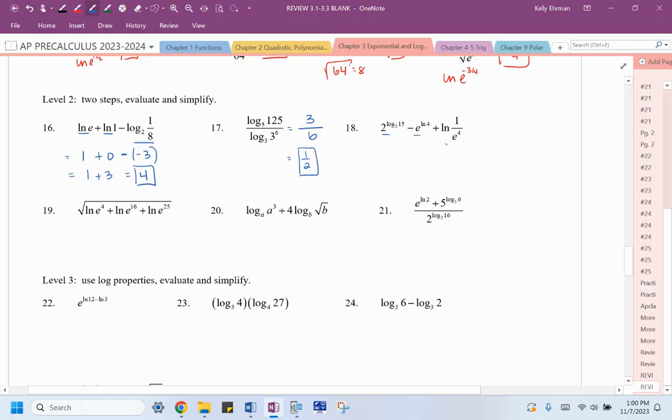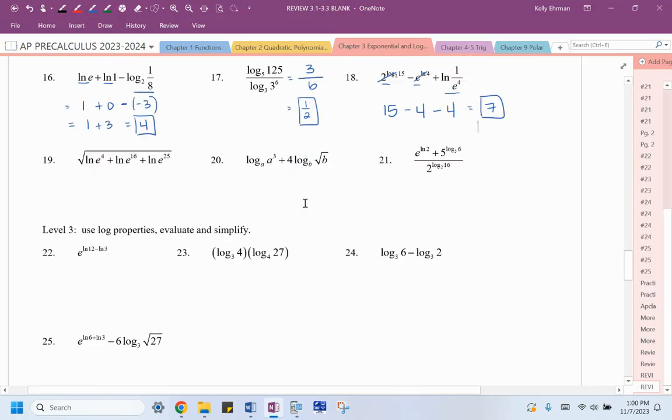So again, simplify each term. 2 log base 2 cancels out. That's 15. E to the natural log cancels out, minus 4. E to what power is 1 over e to the 4th? That's minus 4 as well, plus negative 4. 15 minus 8 is 7. That's our final answer.